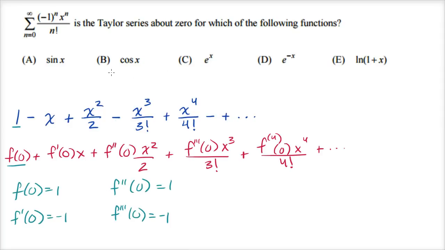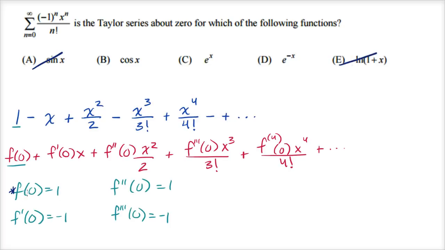So you could do a little bit of deductive reasoning here. Let's evaluate all of these functions at 0 and see which of these are 1. Sine of 0 is 0. Just by looking at this first constraint, sine of 0 isn't 1. We can rule that out. Cosine of 0 is 1, so that's still in the running. E to the 0 is 1. And then the natural log of 1 plus 0 is the natural log of 1, which is 0. So that's out of the running.